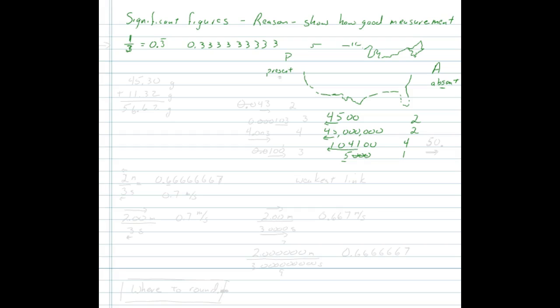If the decimal point is present, then you start on the left-hand side. So you have 0.043. You notice there is a decimal point, so you start on the Pacific or the present side. Same rules, ignore zeros until you hit the first non-zero number and count 1, 2. 0.000103. Ignore zeros, 3 significant digits.